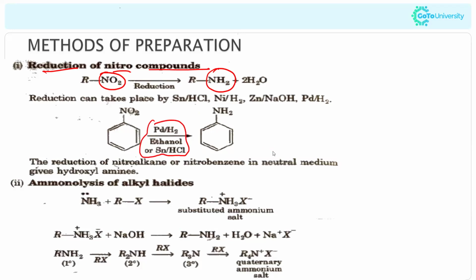So in the question, they would give the reactant, they would give the product as well. So we have to see the reagents, or sometimes it will be reactant and the reagents will be there. We have to find out the products. So those kind of questions are also there.